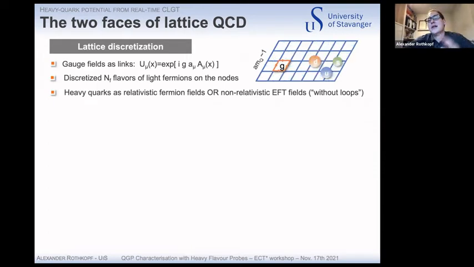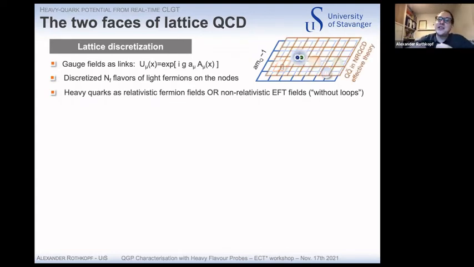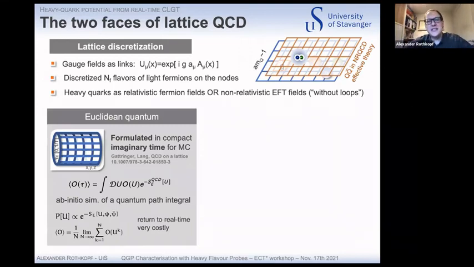Or you can relax this a bit and do a standard lattice simulation for the light gluons and light quarks, and then formulate the physics of your heavy quarks as an effective field theory in the background of these light fields. And there's essentially two phases of lattice QCD.